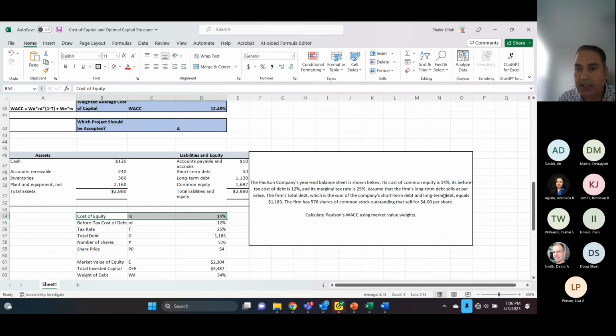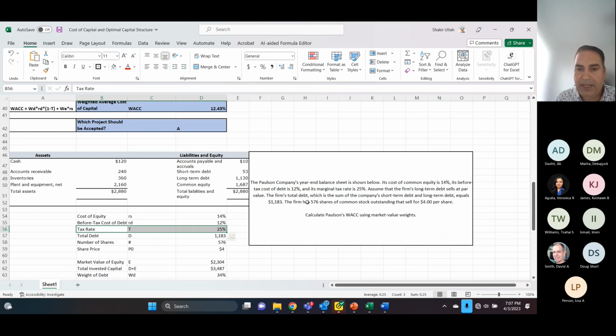Its before-tax cost of debt is 12%. Before-tax RD. Of course we'll have to multiply this by 1 minus t to make it after-tax, but before-tax is given. So that is the second variable available to us. And its marginal tax rate is 25%. That is the third variable available to us. The firm's total debt, which is the sum of the company's short-term debt and long-term debt, equals 1,183. The firm has 576 shares of common stock outstanding that sell for $4 per share.